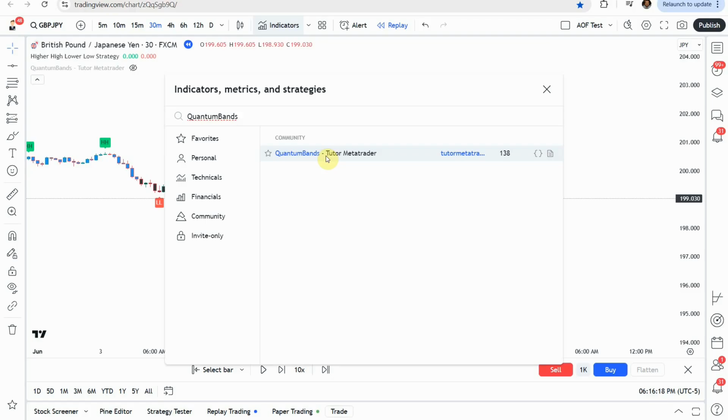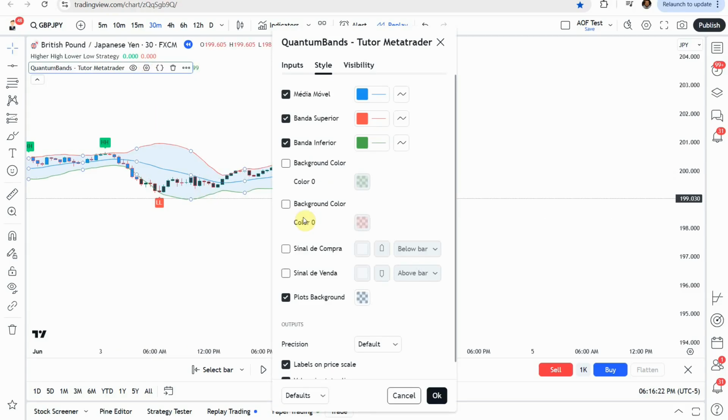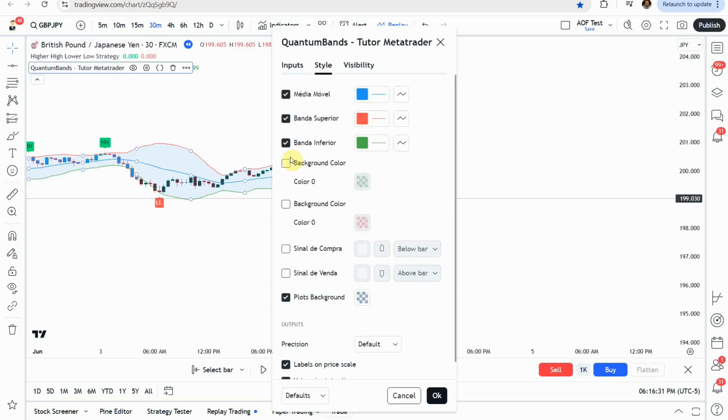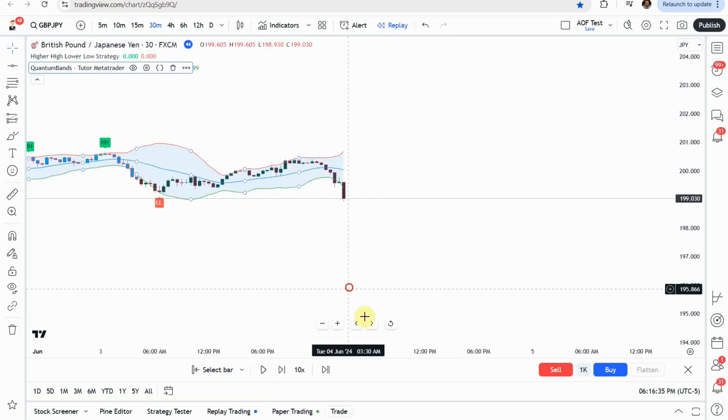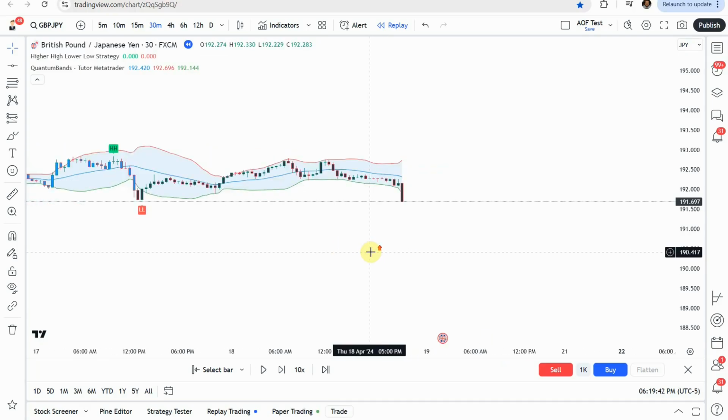Go ahead and click on that and add it to the screen, and we are going to jump into the settings of this one as well. And what we're going to do is under the period right here, we're going to change that to 21. Then going to jump into the styles and uncheck these four options, the two backgrounds and the two signals right there, and click OK.